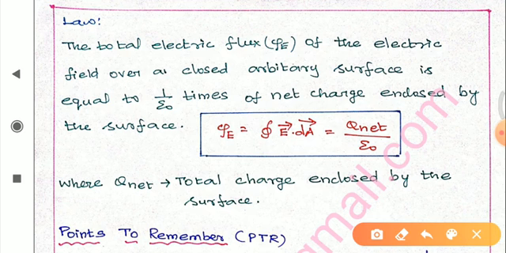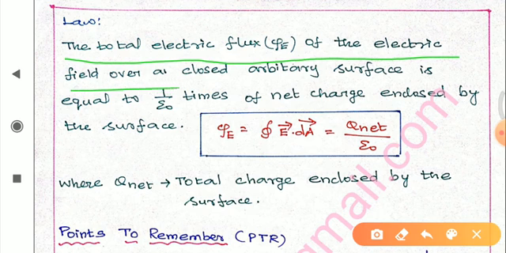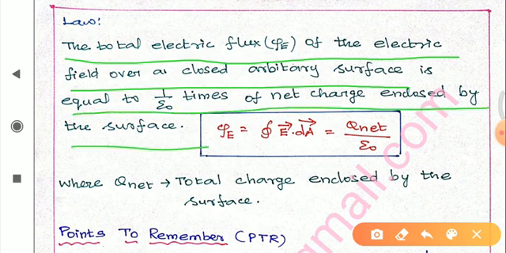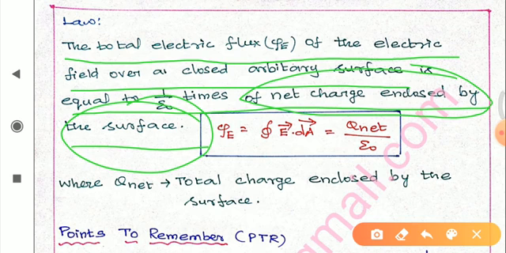For that question you have to write: the total electric flux of the electric field over a closed arbitrary surface is equal to 1 by epsilon naught times the net charge enclosed by the surface. So the total charge inside the surface can contribute the flux. If we consider a charge outside, it cannot contribute any flux. That's why they have mentioned the net charge enclosed by the surface. The charge should be inside, then only it can contribute the flux.